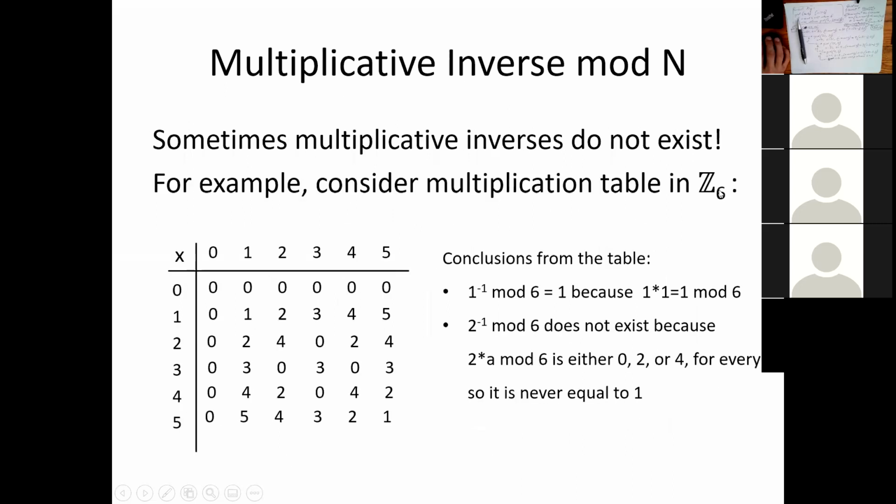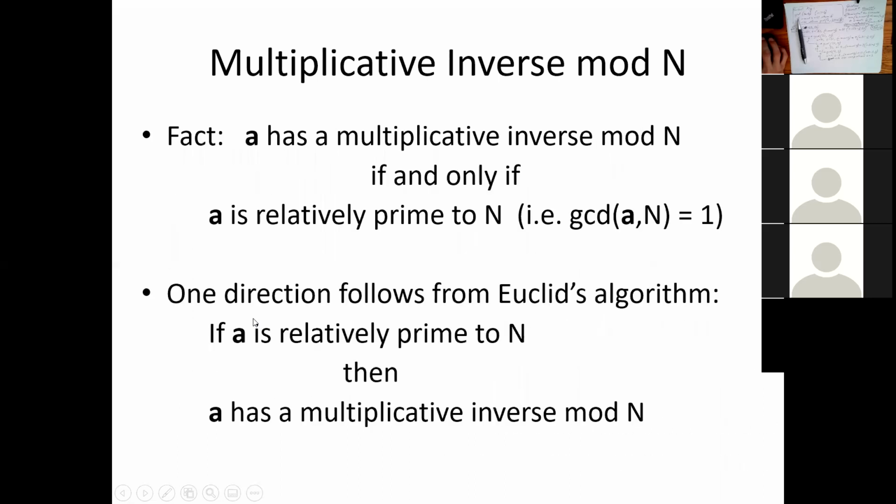Here, 6 is not a prime. Exactly the numbers which were not coprime with the modulus, 2, 3, and 4, were the ones where this table does not have a 1, which means these were the ones that had no multiplicative inverses mod 6. But 1 and 5 are coprime with 6, and they had multiplicative inverses. There was a 1 in the row.